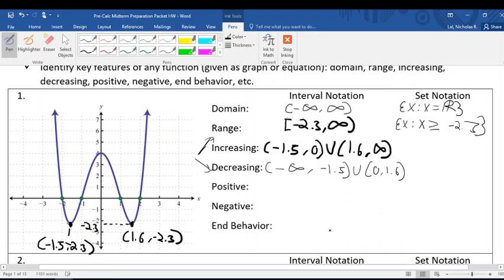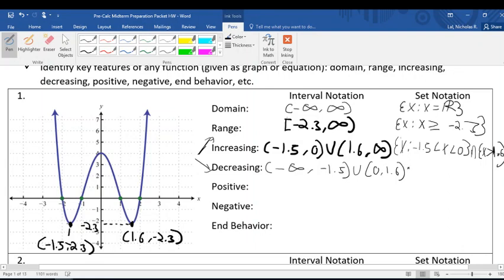Alright. In set notation, this is going to be a long set notation. This is going to be x such that x is in between negative 1.5 and 0. So x is greater than negative 1.5 but less than 0. Or it's going to be greater than 1.6. x is greater than 1.6.